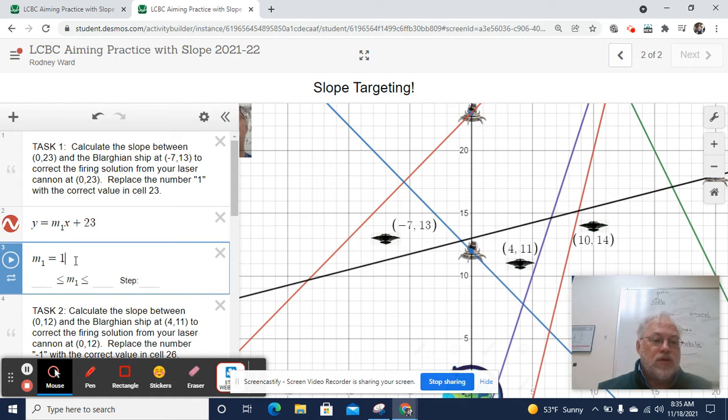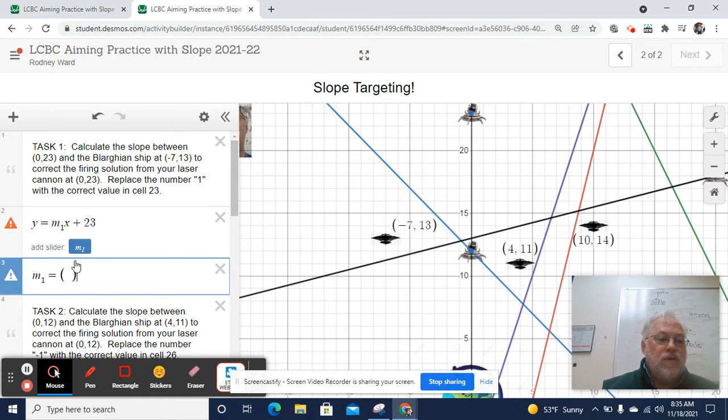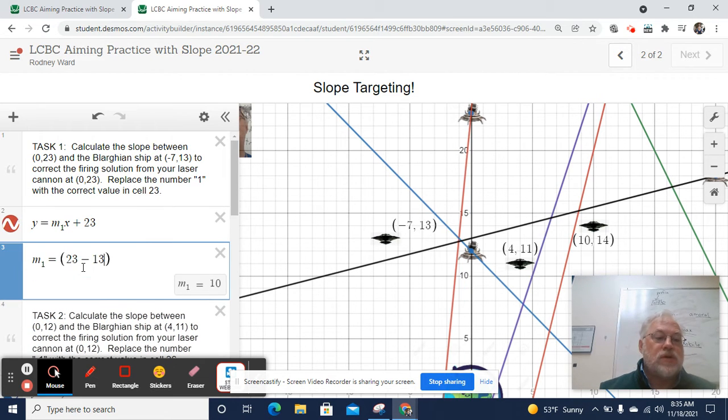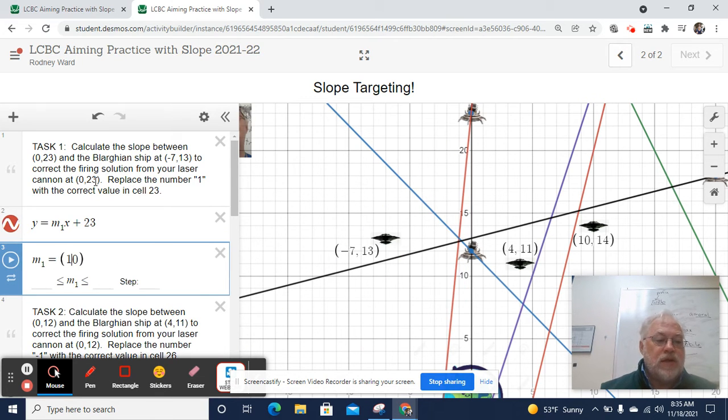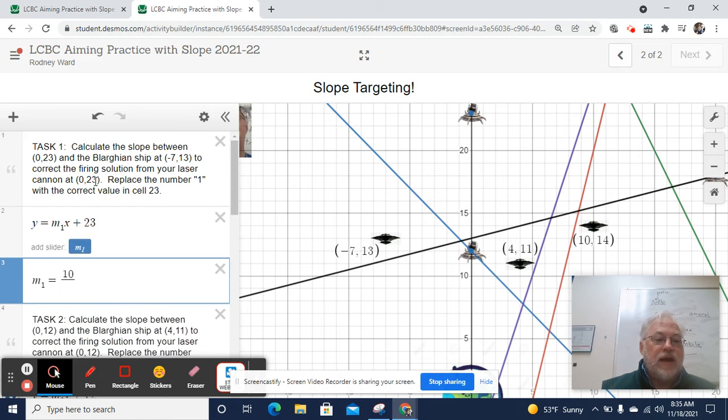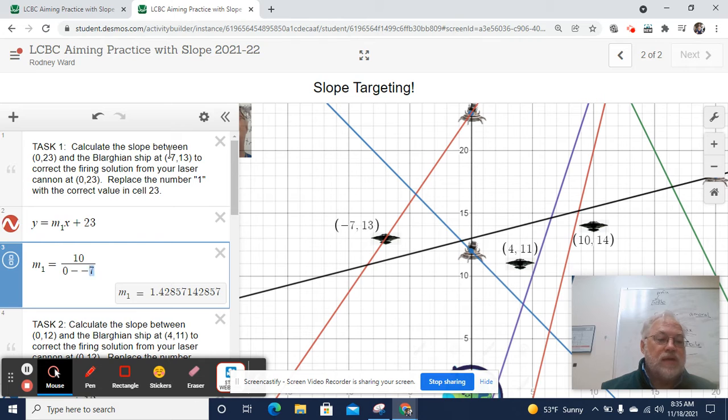So I'm going to get here to this one, and I'm going to find the difference in the y values. My two y values are 23 and 13. So I'm going to say 23 minus 13. I've decided that 23 is the beginning point of my calculation. So that's the difference in those. I'm going to just turn that into a 10, because 23 minus 13 is 10. And then I'm going to divide that by the difference in my x values. So 0 minus negative 7. Okay, and 0 minus negative 7 is 7. And so my slope ends up being 10 over 7.